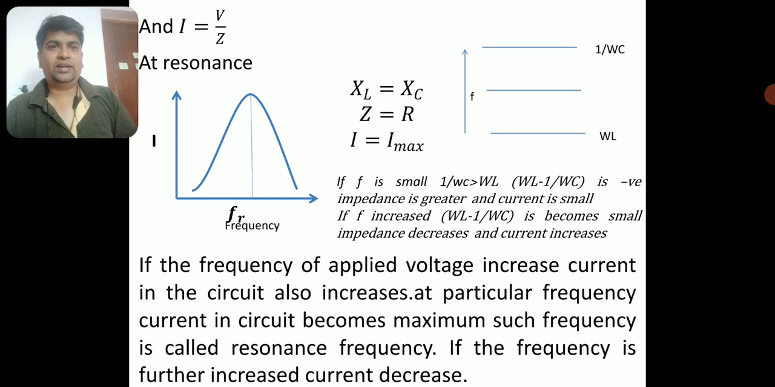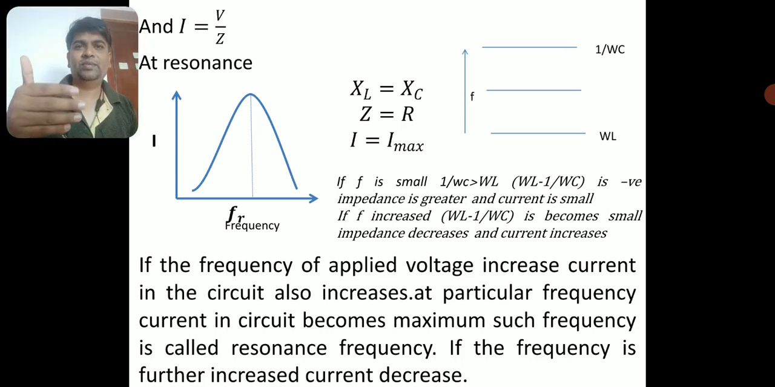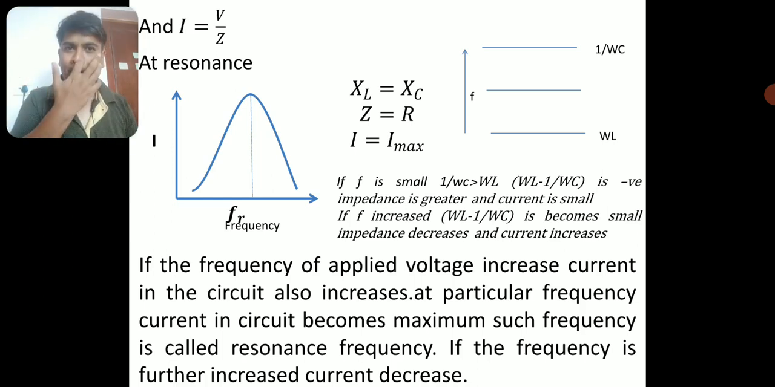Now, at resonance what happens? The inductive reactance is equal to the capacitive reactance. XL is equal to XC. If that is the case, then Z is equal to R. It is only the resistor which is contributing to the impedance. If Z is equal to R, that is the minimum value of impedance. The impedance is minimum means current will be maximum. At resonance, you can expect a maximum current because the impedance is low. Impedance is only the resistance.